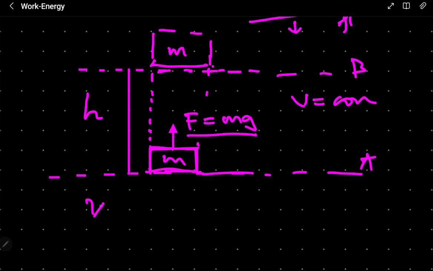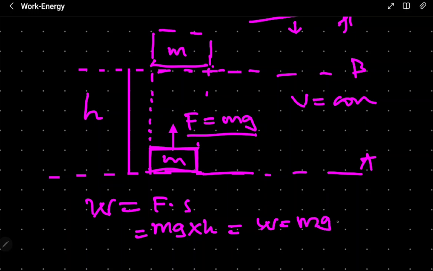So the work done by definition is the force times distance, but the force is the weight, the mass times gravity, times the distance, which is the height. So the work done is equal to the mass times g times the change in height. This is the change in height between level A and B.